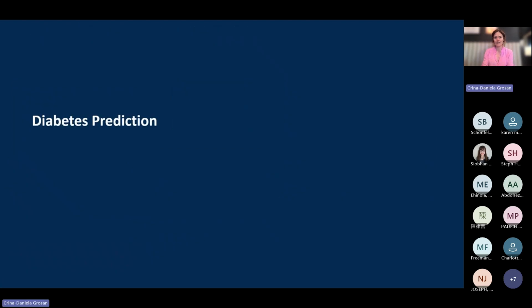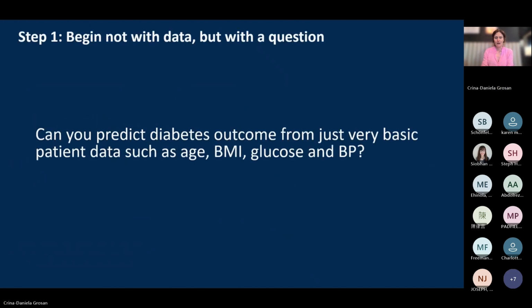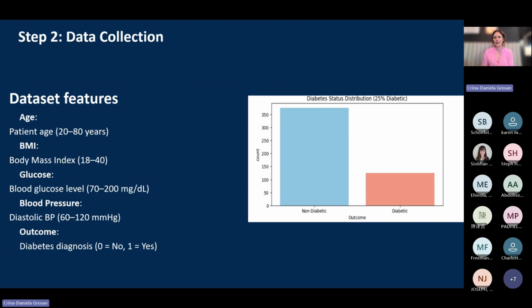Now, this is the simple example I mentioned: diabetes prediction. It's an artificial data set, so it's not a real data set. But we have a data set, and as I said, begin not with the data, but with a question. And the question is, can you predict diabetes outcomes from just very basic patient data, such as age, BMI, glucose, and blood pressure? So this is the question, and I have an artificial data set that has 500 examples. 75% of the data is non-diabetic, and 25% of the data is diabetic.